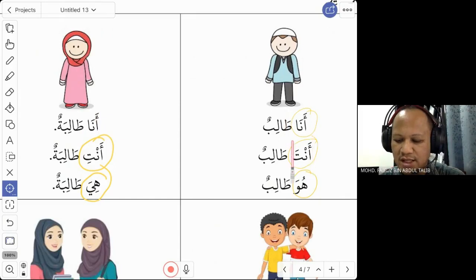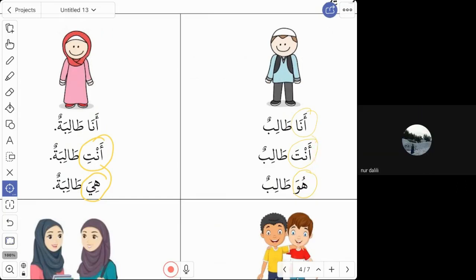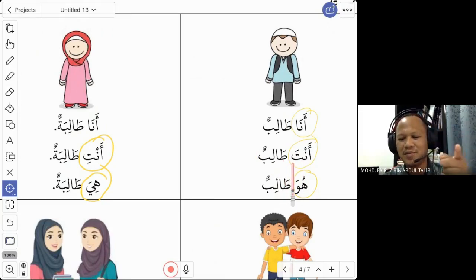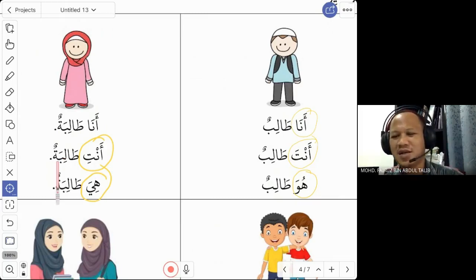The second word is anta. Anta is used for male or for female? Male. Anta is for male, yes. So that is why here they use anta because they want to refer to talib, male student. Anta talib. If you want to say female, then you say anti. You change to anti. And the next word must be a muannas word. Anti talibah. You are a female student. So this is the second and the third word.